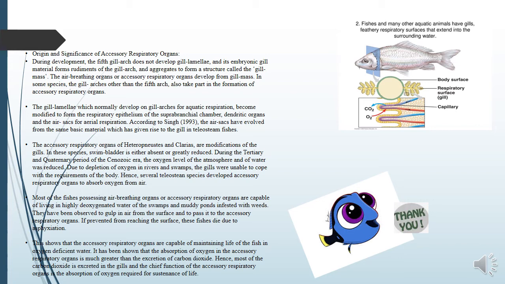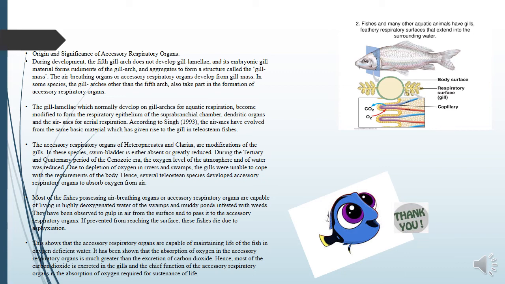In some species, gill arches other than the fifth arch also take part in the formation of the accessory respiratory organ. The gill lamellae, which normally develop on gill arches for aquatic respiration, become modified to form the respiratory epithelium of the suprabranchial chamber, dendritic organ and air sac for aerial respiration.